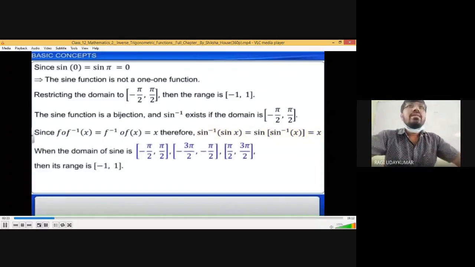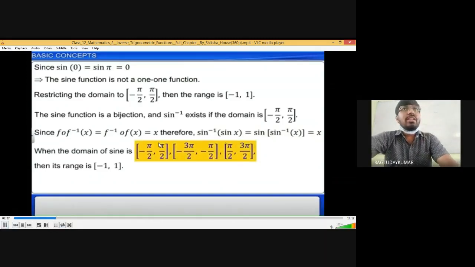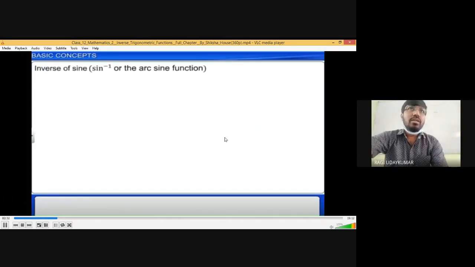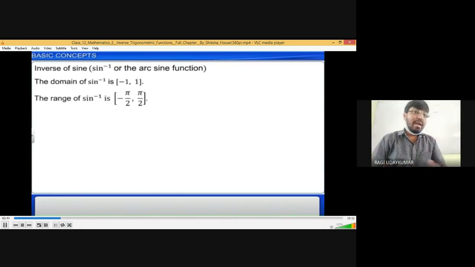If you take minus pi by 2 to pi by 2, or minus 3 pi by 2 to pi by 2, or pi by 2 to 3 pi by 2, any of these domains will work, but we will take the principal one. Whichever you take as the domain of sine, it is a one-one function. So the inverse of sine is written as sine inverse, and the domain of this function will be minus 1 to 1.